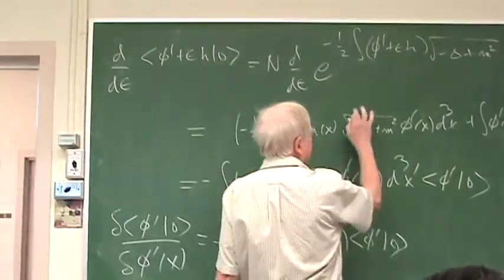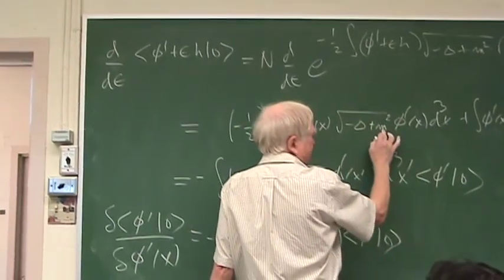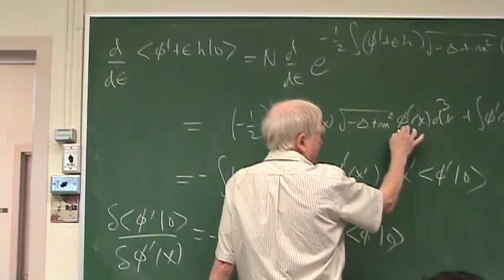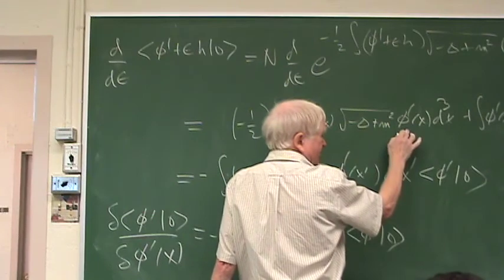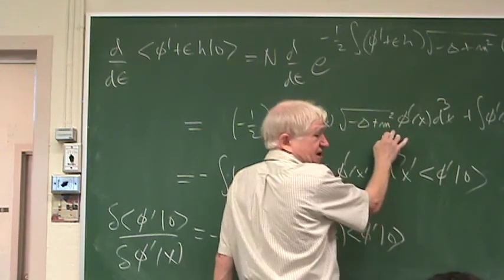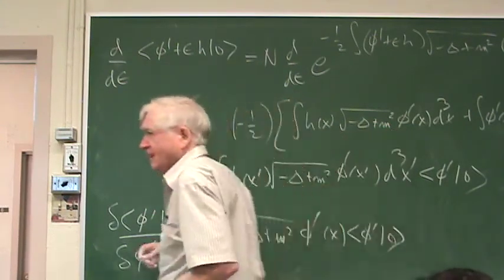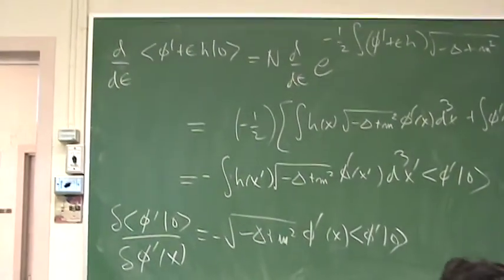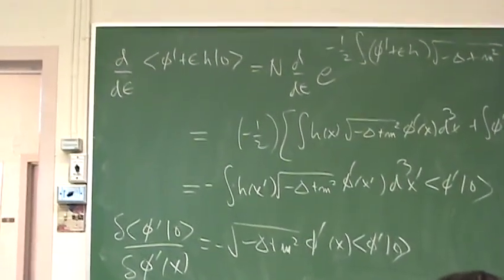And now some of you may be puzzled: what the heck is this minus square root of minus the Laplacian plus m squared? The way to see what it is much more clearly is to go to momentum space. So let me, in the next 3 minutes, do that.